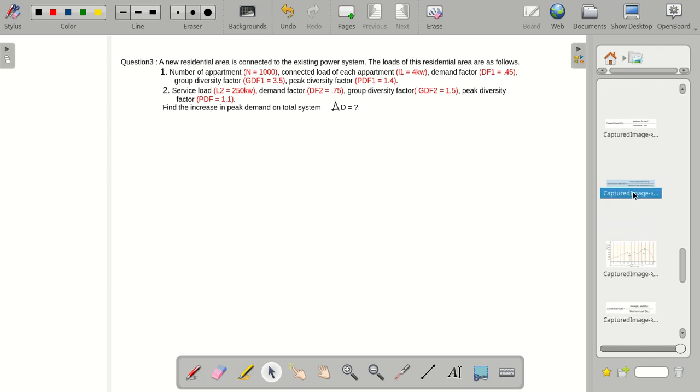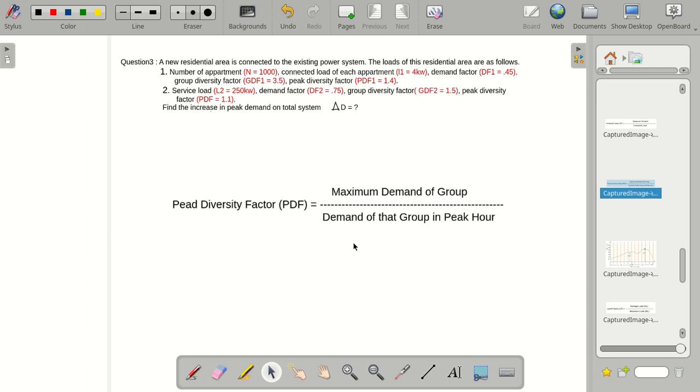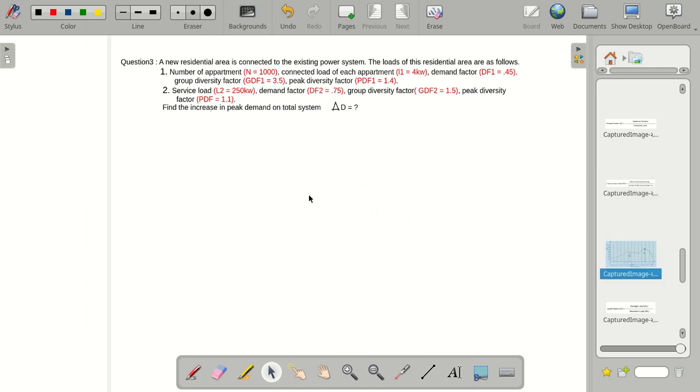Then we have to know about peak diversity factor. Peak diversity factor implies that this is equal to the maximum demand of the group divided by the demand of that group in peak hour. So we have to see the load curve.